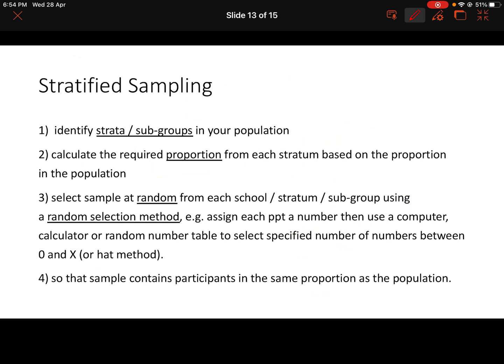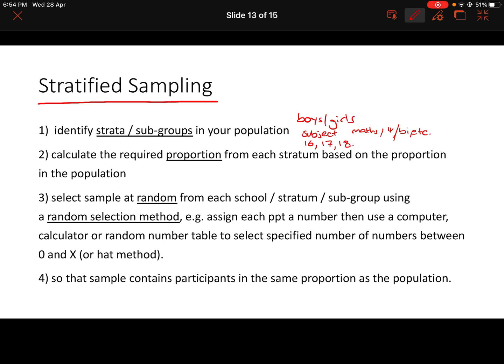So, what are the steps involved in actually obtaining a stratified sample? Well, first, you need to identify your subgroups in the population. Maybe this is boys and girls. Maybe this is subject studied, maths, psych, bio, etc. Maybe this is ages, 16-year-olds, 17-year-olds, 18-year-olds. So we identify our subgroups.